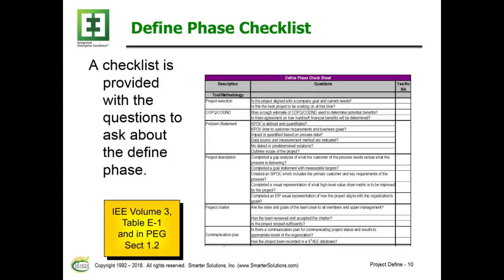The pilot, when they take off, they have a checklist. Similarly, it's important to go through a checklist for each phase of the DMAIC roadmap. So the items that should be considered are listed within the define phase checklist.